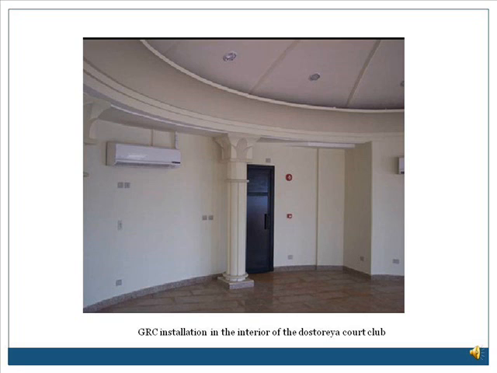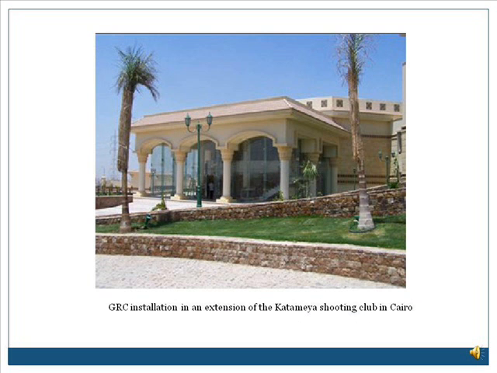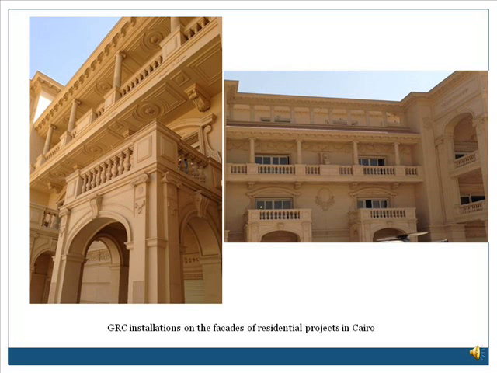This is the interior at the Distoria Court Club. This has also structural components that are done with GRC through the roofing and the different doors and windows. This is the GRC installation in the extension of the Qattamiya shooting club in Cairo. This is very detailed decoration at different residential projects in Cairo that are easily achieved by the workable GRC mix, especially through the spray GRC.